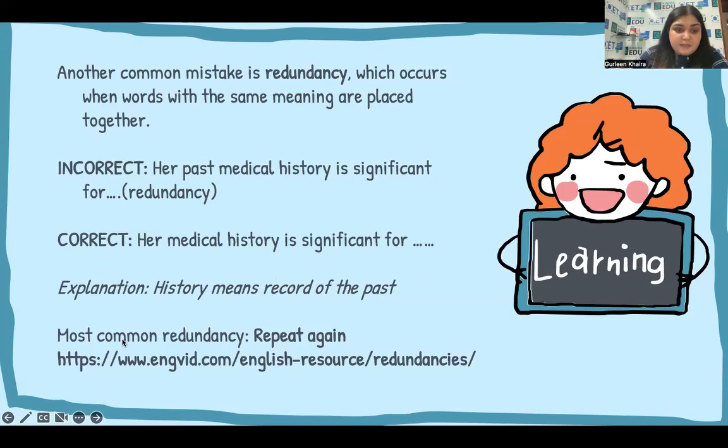Then the second mistake that we discussed was redundancy, which is when words with the same meaning are placed together. Now, I want you to look at this sentence. Her past medical history is significant for. Past and history. Can you think of a word to remove from this sentence? What word can be removed?